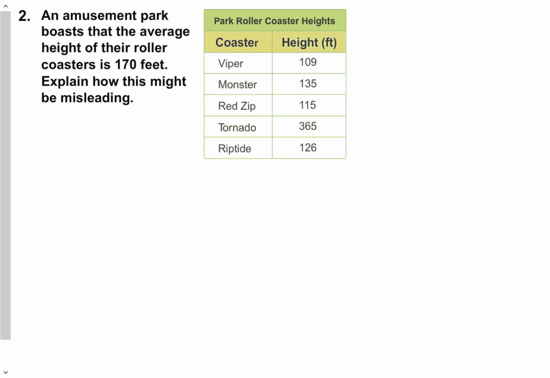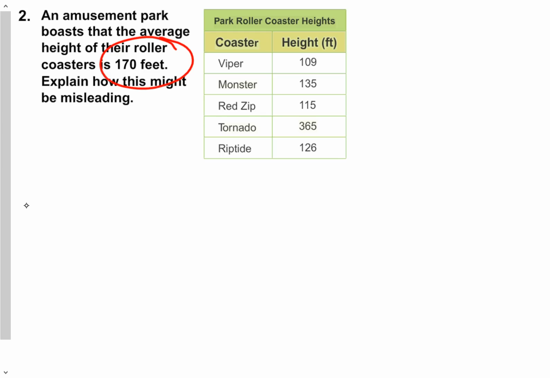An amusement park boosts the average height of their roller coasters to 170 feet. Explain why this might be misleading. So if you're taking a look at this, you're looking at the data. It's 109, 135, 115, 365, and 126. And they're saying like, hey, we have this height of our roller coaster, it's an average of 170. But you're looking at all of them and you're like, most of them are not even anywhere near 170. So where are they getting this from?